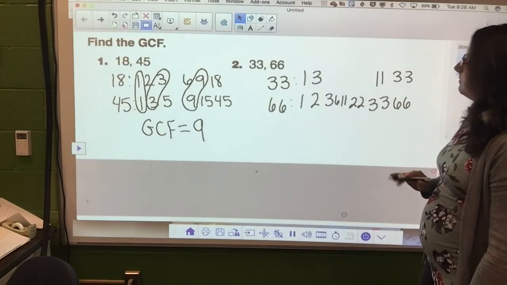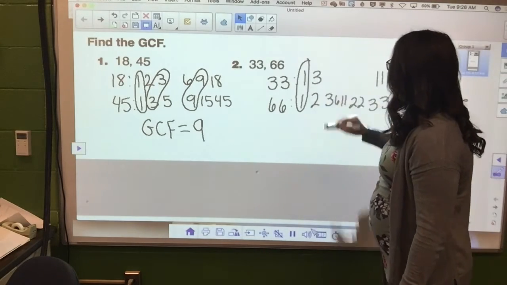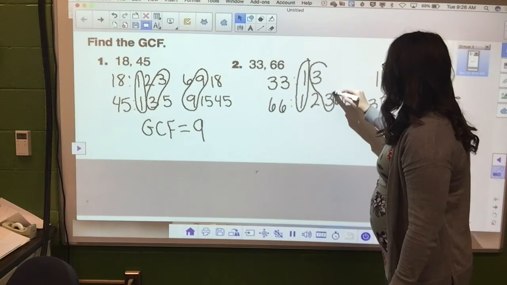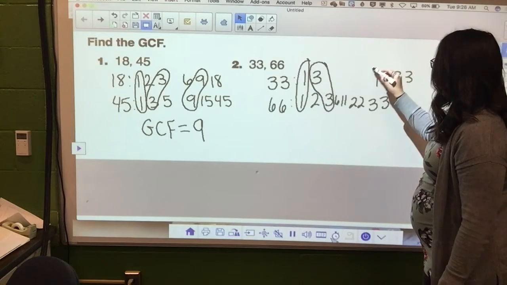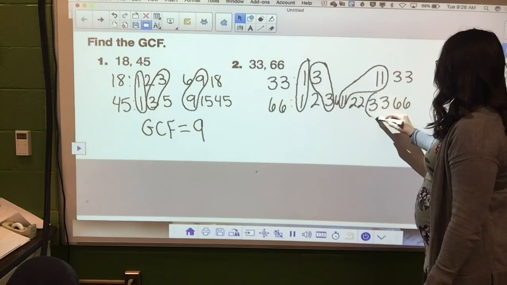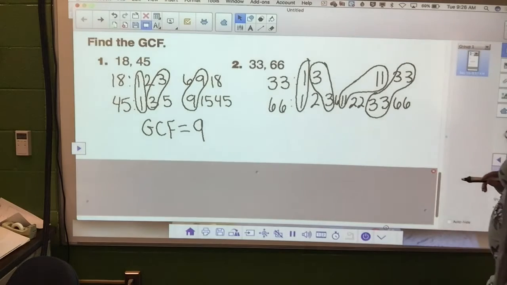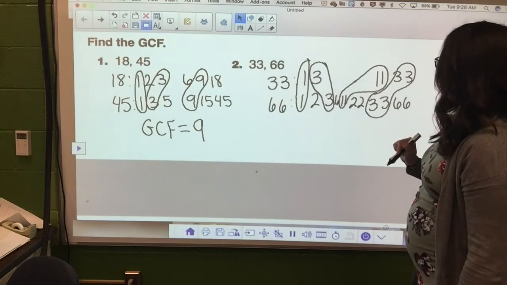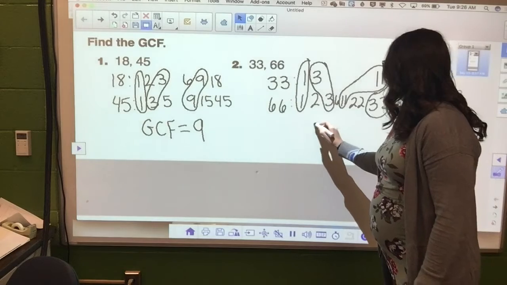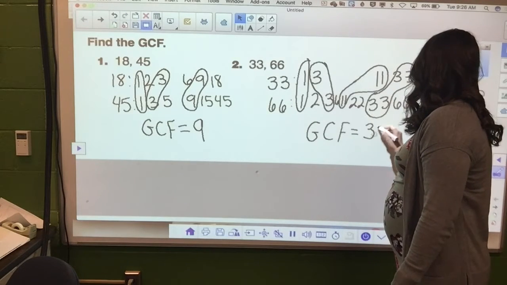All right, now, greatest common factor here. We have 1s, we have 3s, we have 11, and we have 33. All right, so our greatest common factor here, GCF, is 33.